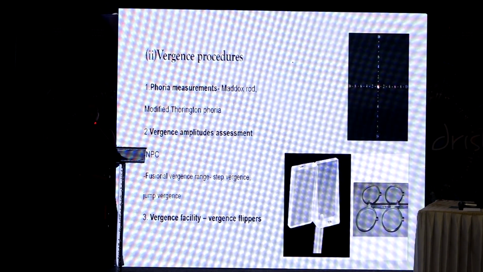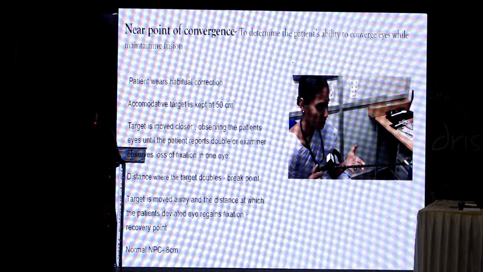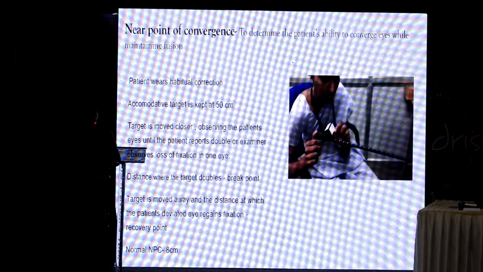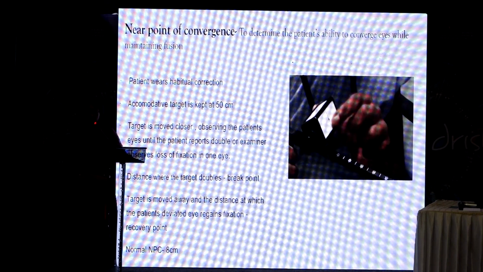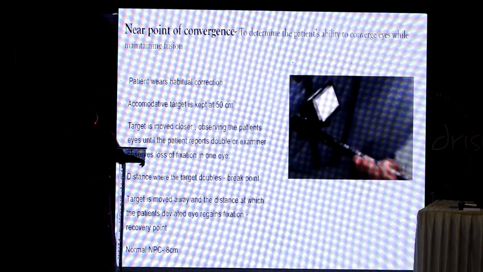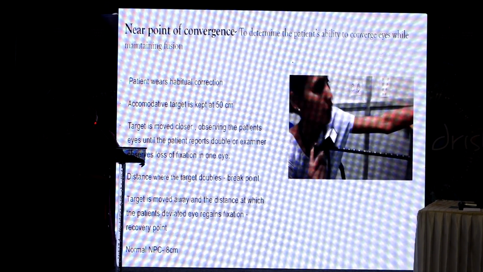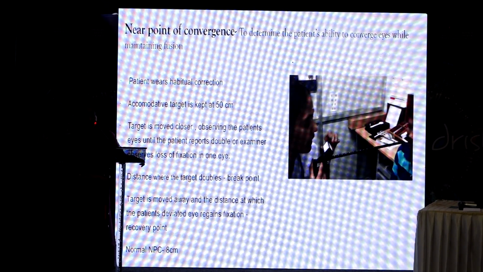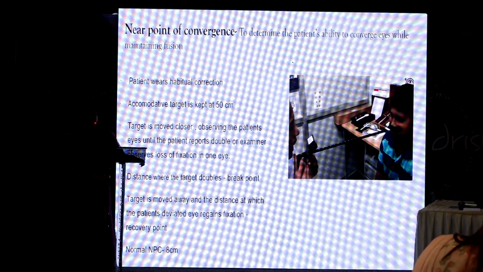Now we move on to the vergence procedures. So we do phoria measurements, and this is followed by vergence amplitude assessment, and then vergence flippers are used to test the vergence facility. So near point of convergence, the test measures the patient's ability to converge the eyes while maintaining fusion. The patient maintains habitual correction, and the accommodative target is held at 50 centimeters distance on the RAF rule. The target is moved closer, observing the patient's eyes until the patient reports doubling of the target, and the examiner should observe for any loss of fixation in one eye.